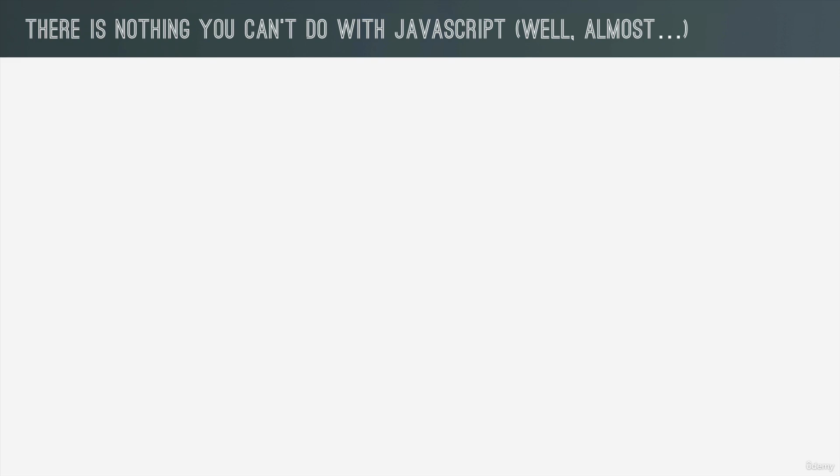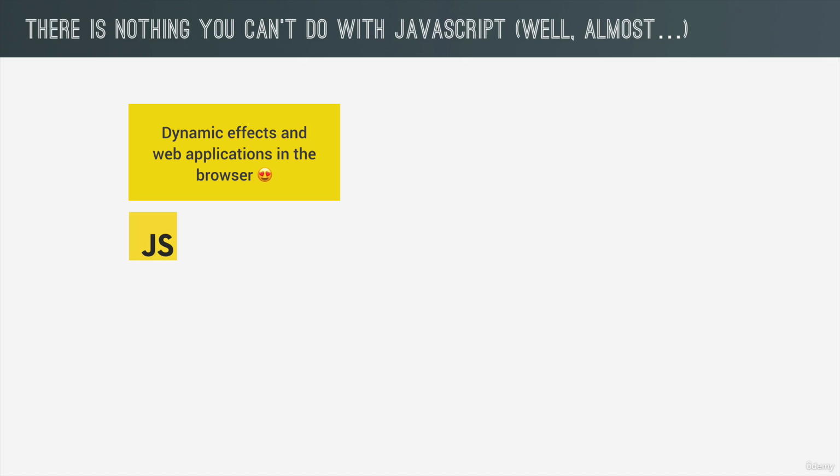So as you already know, JavaScript allows us to add dynamic effects to pages. And in fact, to build entire web applications in the browser. And these applications feel almost like the apps that we use on our computers and phones every single day. So we can say that JavaScript is what made modern web development, and really the whole modern web itself, possible in the first place.